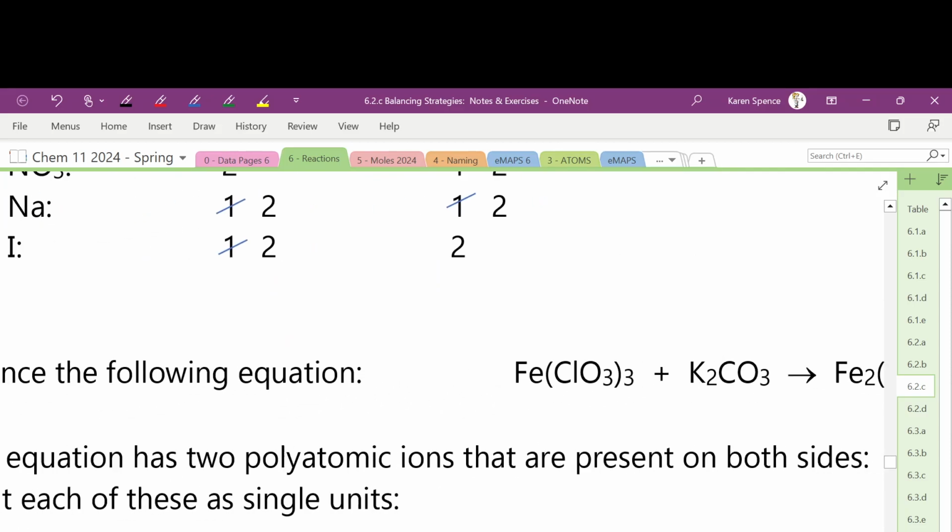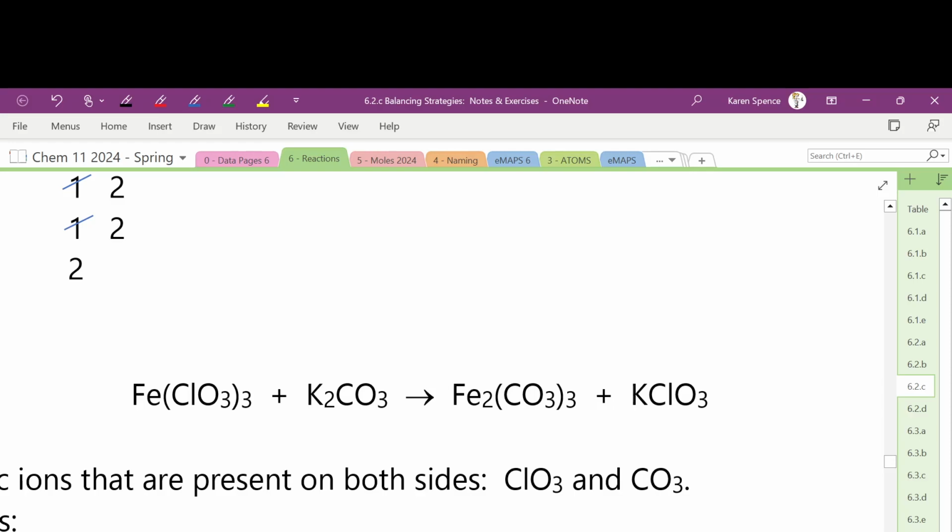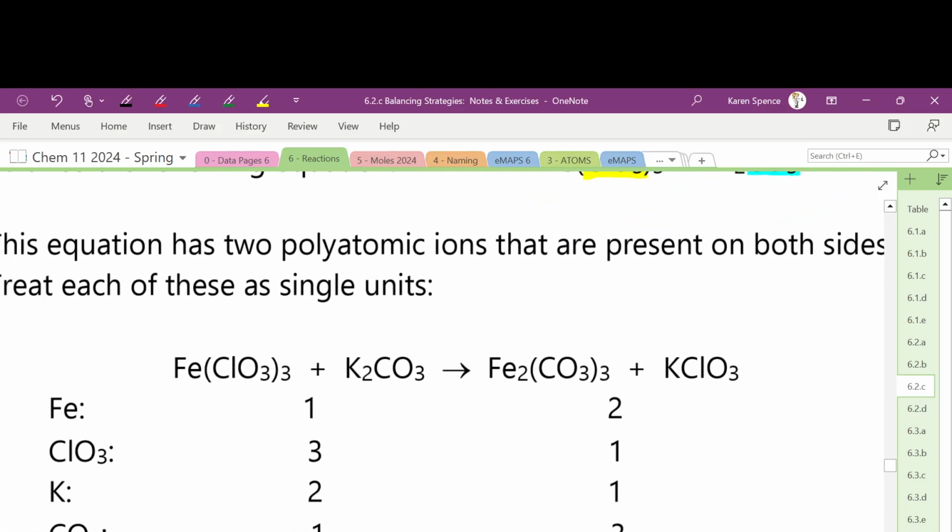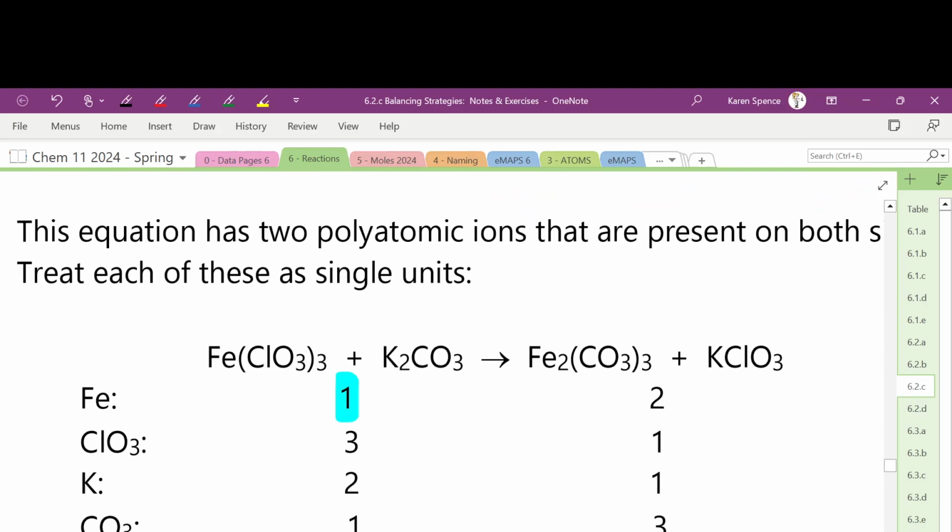Here's a little bit more complicated one, just a little further down the page. We have whole tons of things. Can you point out to your neighbor the polyatomic ions? We have ClO3 is one of them. Who's the other one? CO3. So we have ClO3 and we have CO3. If we make our little chart, we look at our iron, we have 1 on the left. Chlorate, we have 3 on the left. Potassium 2, carbonate 1. And remember, this 3 does not mean 3 carbonates. It just means there are 3 O's in a CO3 ion.